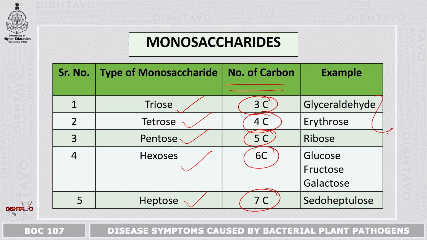And these are the respective examples: glyceraldehyde, erythrose, ribose. Then under 6-carbon hexoses, we have glucose, fructose and galactose. And this is pseudoheptulose.